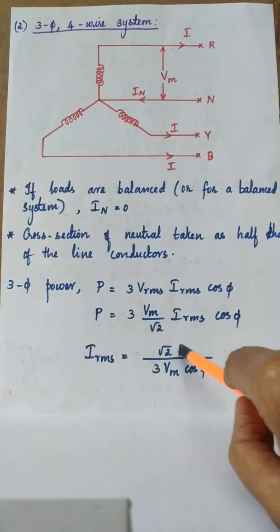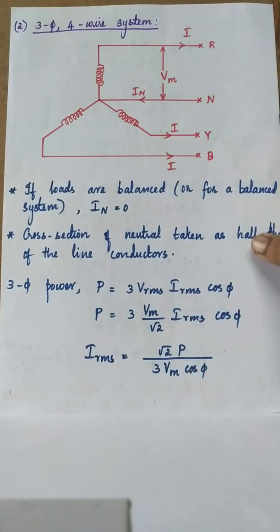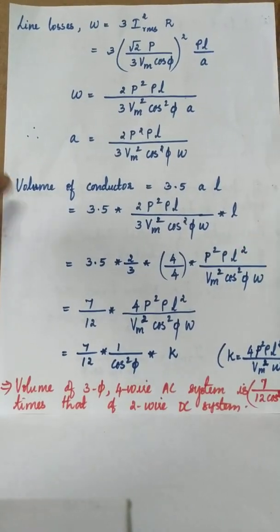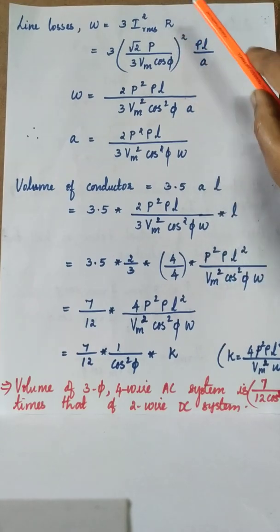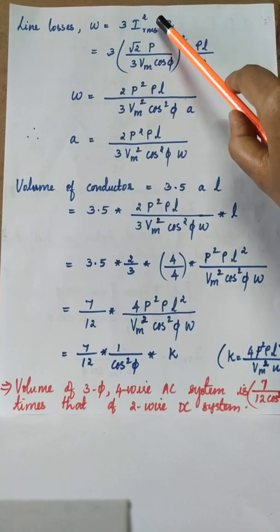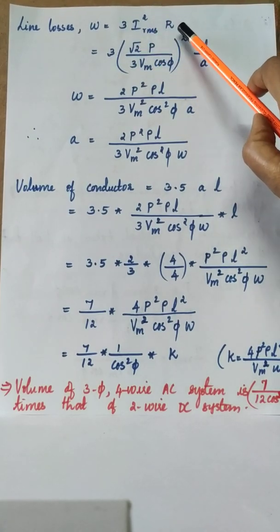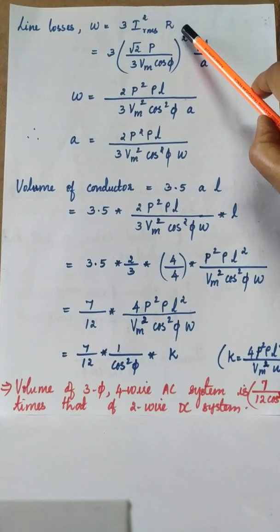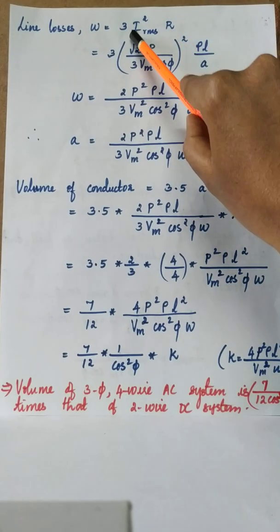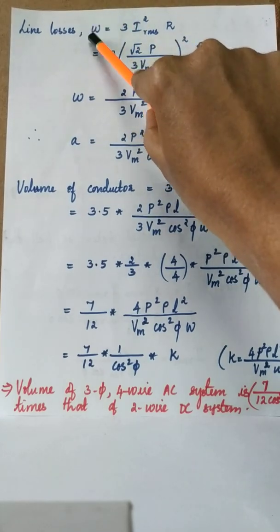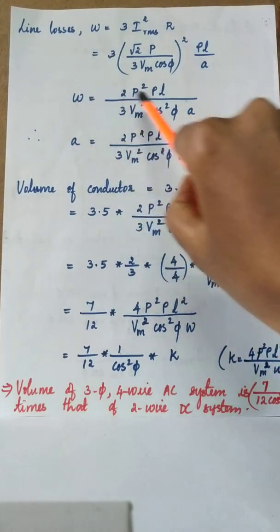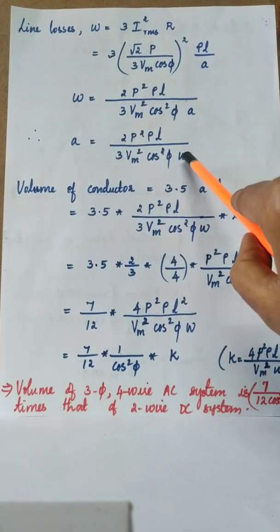After getting the expression for the RMS value of the current, you have to write the line loss equation. Line losses W is equal to 3 into I square R, because we have R, Y and B lines, 3 lines. That's why 3 into Irms square into R. For a balanced system, there is no current through the neutral wire, so we didn't consider the neutral wire here for calculating the losses. Substitute for Irms, take the square, and you will get the losses. Then write the cross-sectional area in terms of losses.